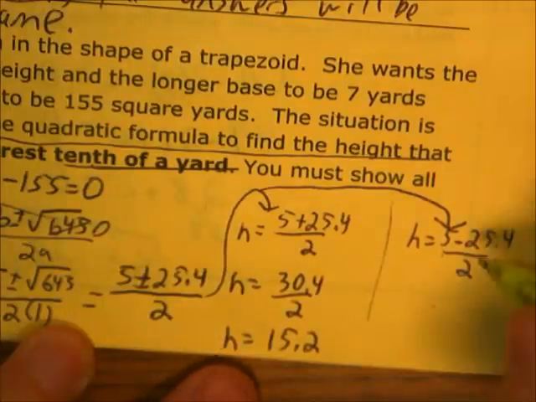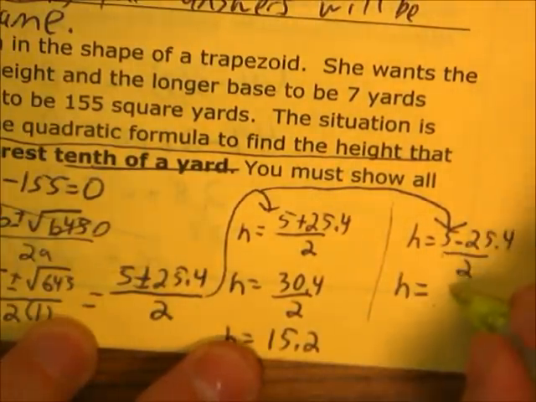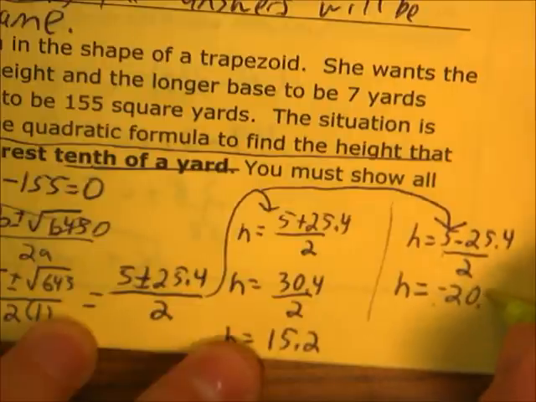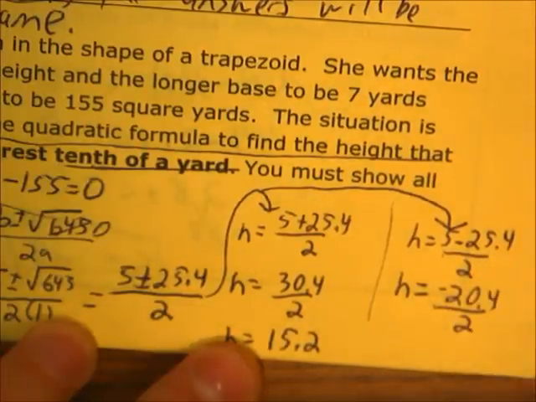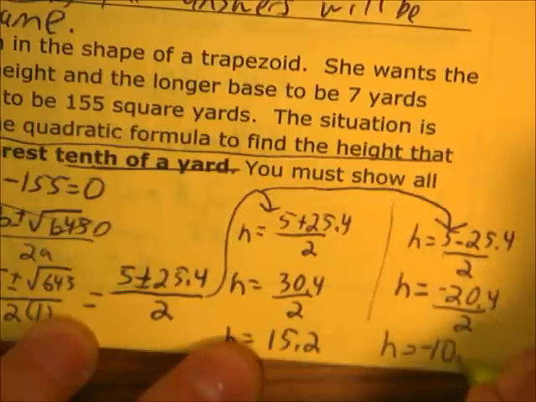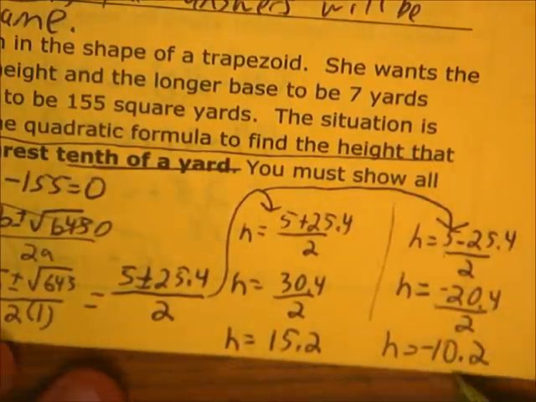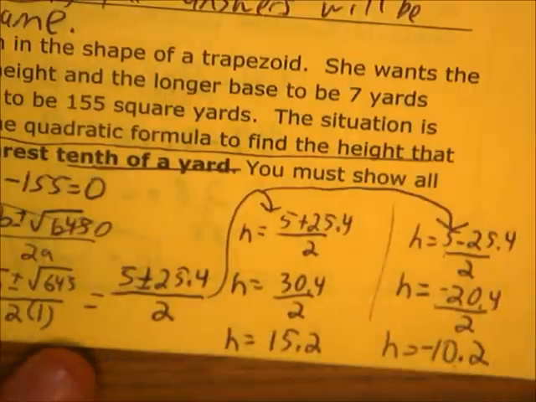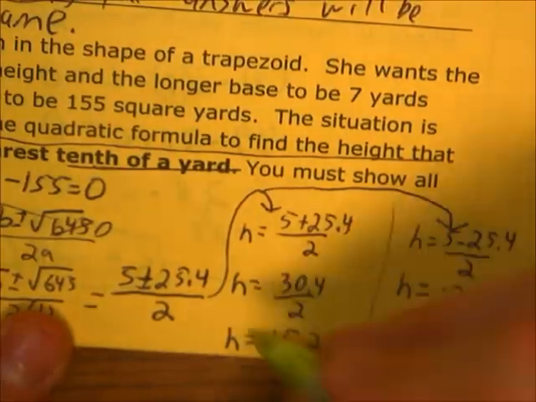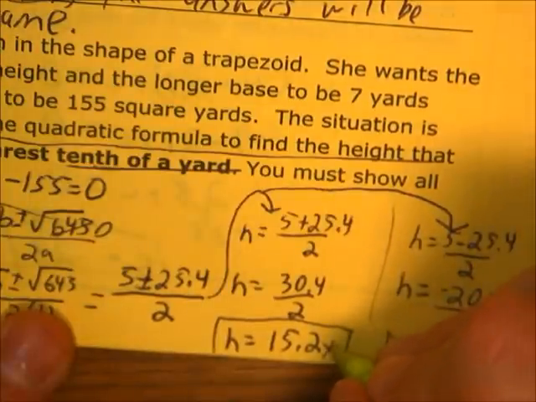Okay, now for my second side. 5 minus 25.4 is going to be negative 20.4 all divided by 2, which is going to give me negative 10.2. Now, I got to look back for my reasonable answers again. I can't have a negative height, so this one's not going to work. The height is going to be 15.2, and in this case it is yards.